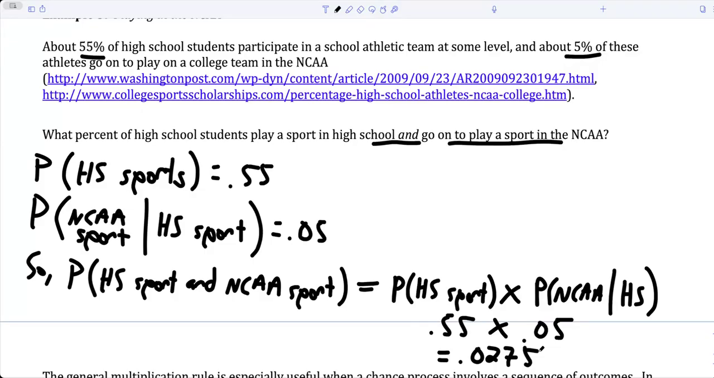Okay, so the probability that you played in high school and then at NCAA is a little less than 3%. Just for fun, let's take it one step further. Let's say we want to know the probability that you become a professional athlete. So what percentage of college sport athletes go on to play professionally for, let's say, 3 years?